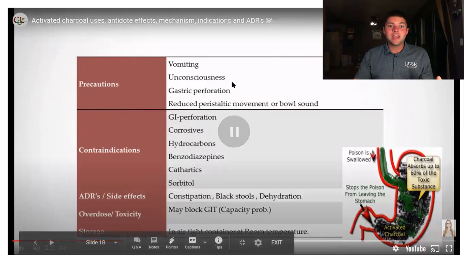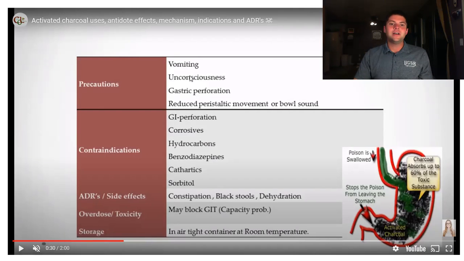All right, precautions: it can cause vomiting. Don't use if they're vomiting, unconscious, they have a gastric perforation, or reduced peristaltic movement or bowel sounds. So if they're not moving anything through the GI system, it's probably not a good idea to give this. Contraindications: GI perforation, corrosives, hydrocarbons, benzodiazepines, cathartics, or sorbitol. So if they're allergic to sorbitol. Corrosives are going to be strong acids or bases. You're not going to give this medication for a strong acid or a base. It's not going to work.